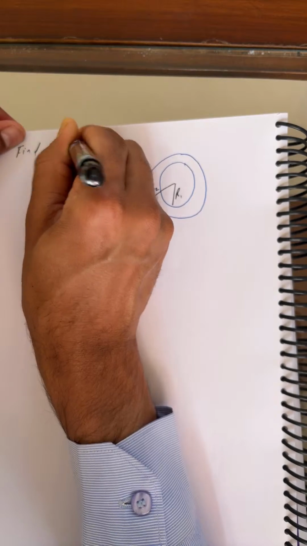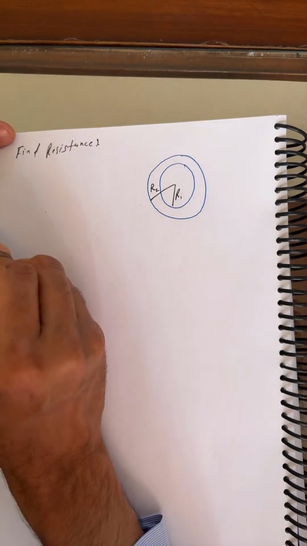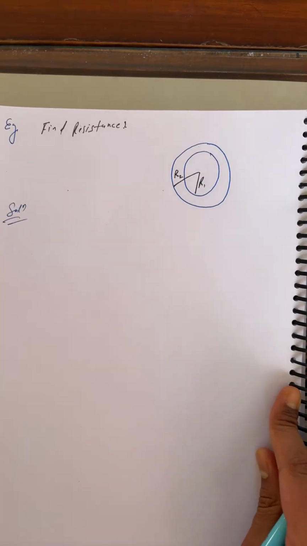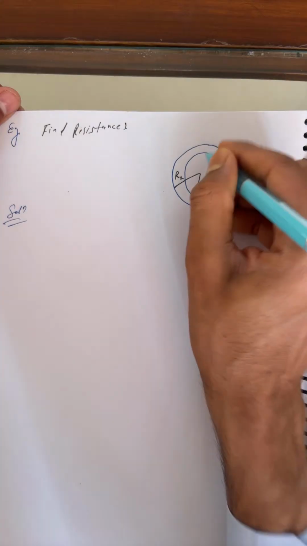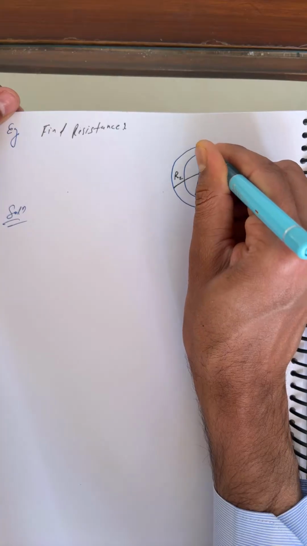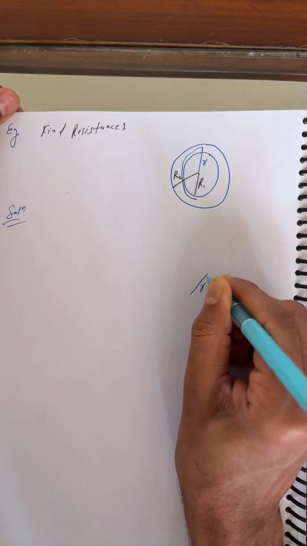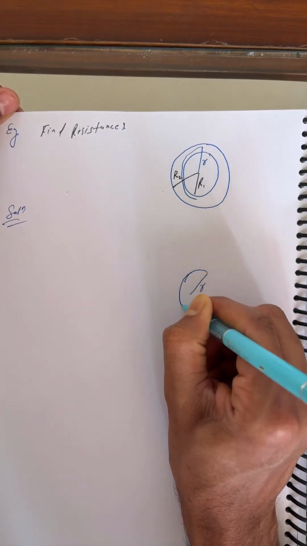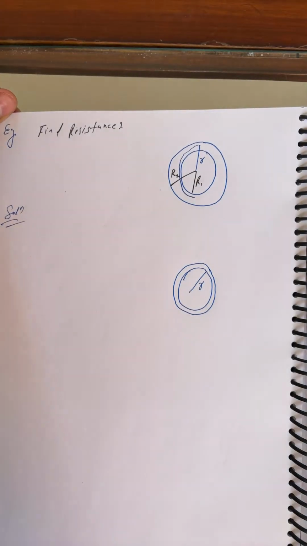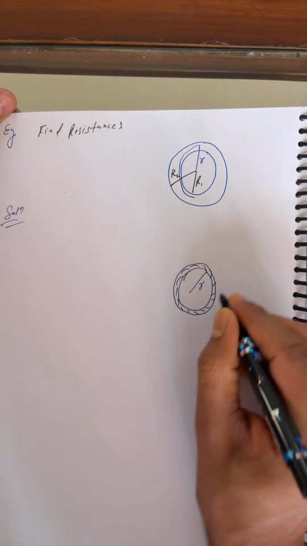Find the resistance, as shown in the figure. Okay, so how can we do it further here? Again you can apply the same approach. You have to move R and take element dr.